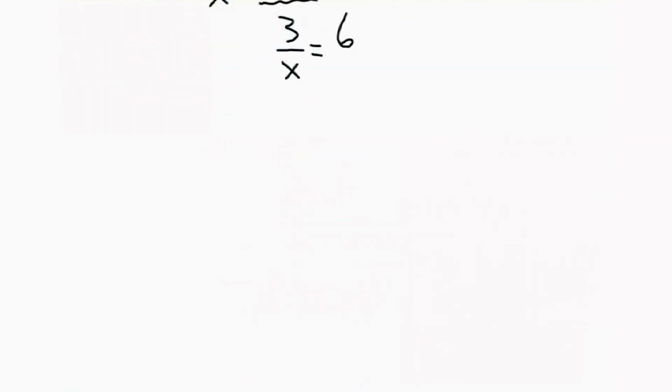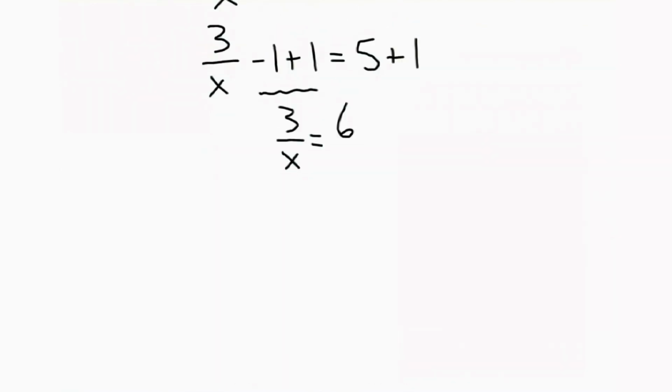And so now we notice we have our variable in the denominator. So what we're going to do now is represent 6 as a fraction over 1. And now we're going to cross multiply again. And we're going to see something a little bit different here. But when we cross multiplied, we'll end up getting 3 times 1 is equal to 6 times x.